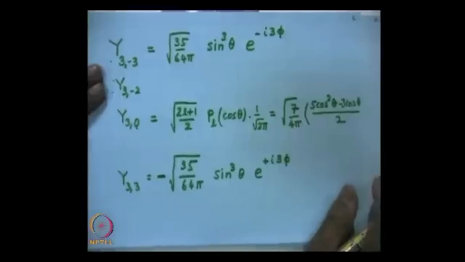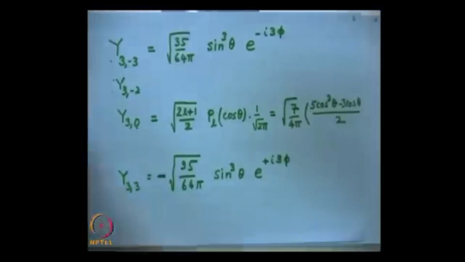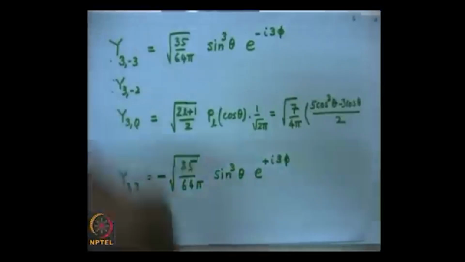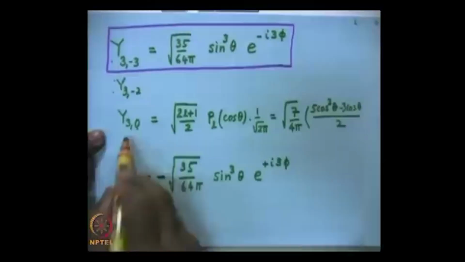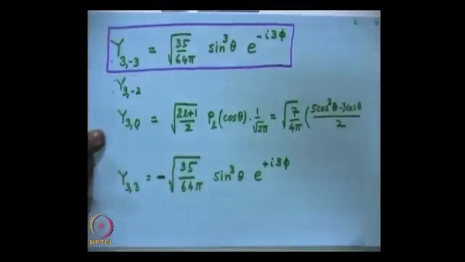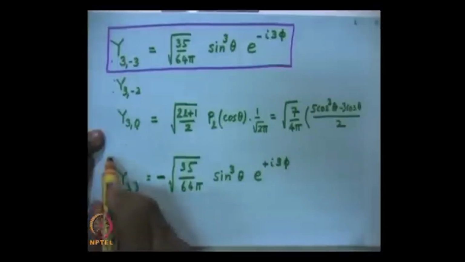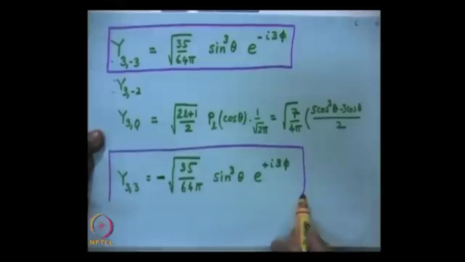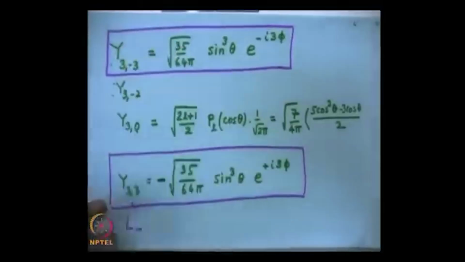What I would request all of you is that you start with this expression, and use ladder operators to obtain Y3,0, and then start with this expression for Y3,0, use again the ladder operators and obtain this. You can do it in any order. You can start with this and use L minus operators repeatedly to get Y3,0, then Y3,-1, Y3,-2, all of them will come out to be consistent.